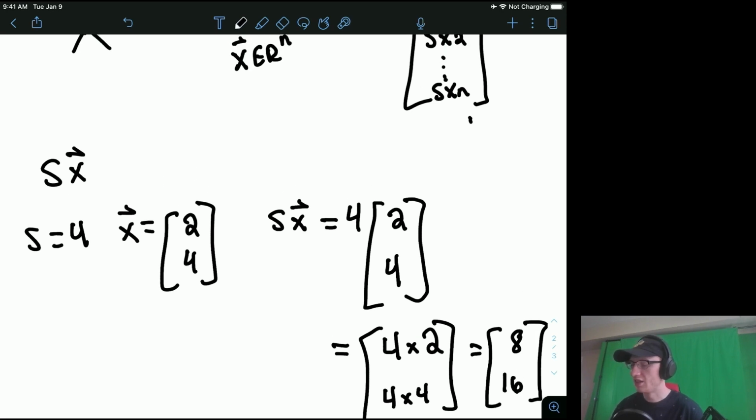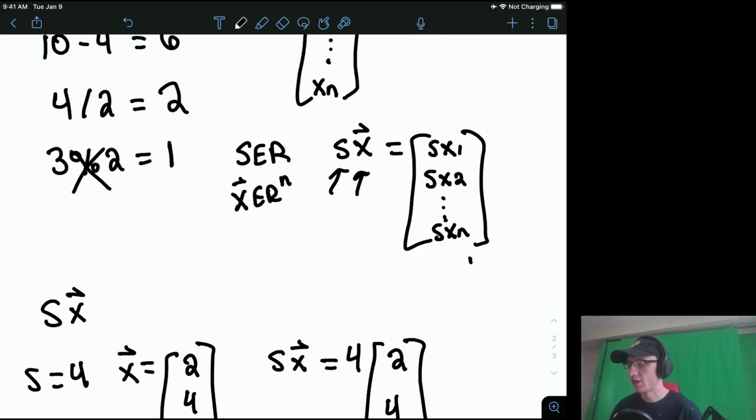So all that's saying is, if you multiply some number times a vector, that means all of those components that we have, these individual numbers, it means that we multiply each of those components by the scalar.